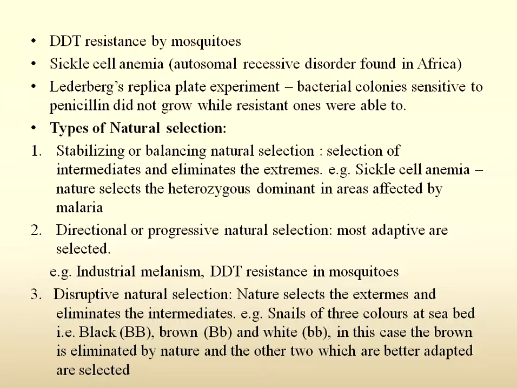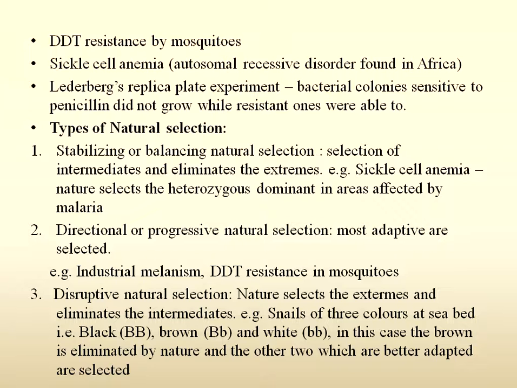Second, directional or progressive natural selection. The most adaptive population is selected. For example, industrial melanism, DDT-resistant mosquitoes. The third is disruptive natural selection, where nature selects the extremes and eliminates the intermediates.